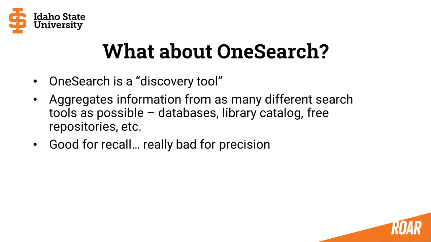What about OneSearch? So OneSearch is what we call a discovery tool. And what it really does is it tries to aggregate as much information as possible from a lot of different search tools and a lot of different databases. So all of our EBSCO databases are included in OneSearch. Many of our other databases are. The library catalog, it has free repositories, it has lots of information. So it's really good for, for example, recall. You can find a lot of information, but it's not terribly precise. And so this week, we're really going to focus more on being precise in our research. And so we're going to try to use tools that basically aren't OneSearch.